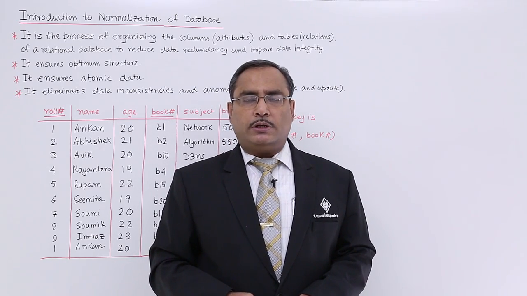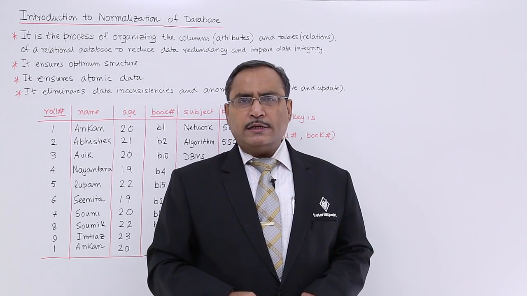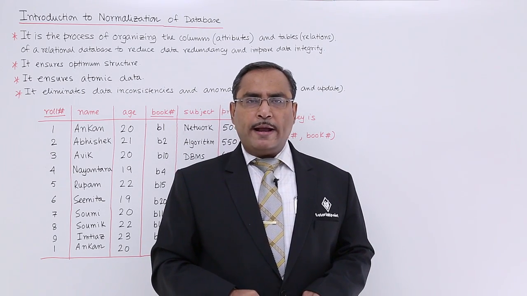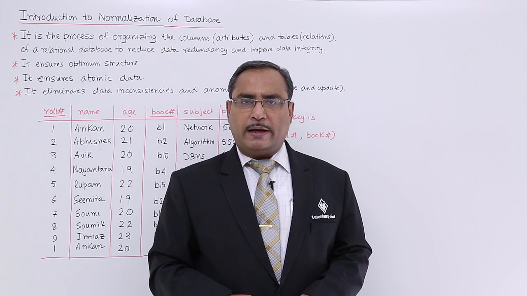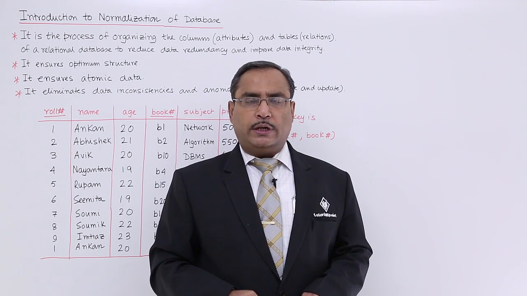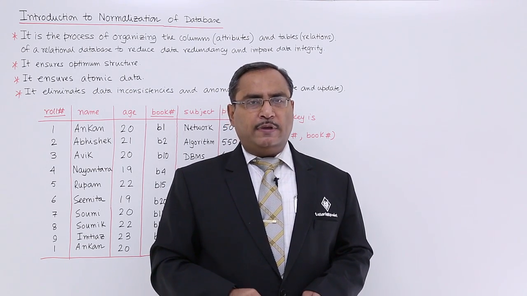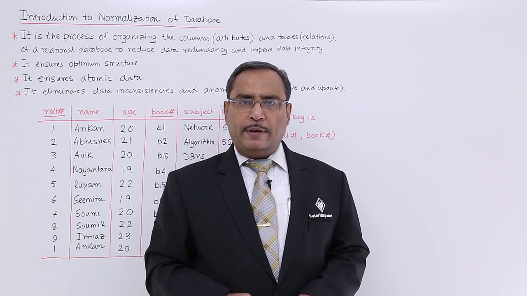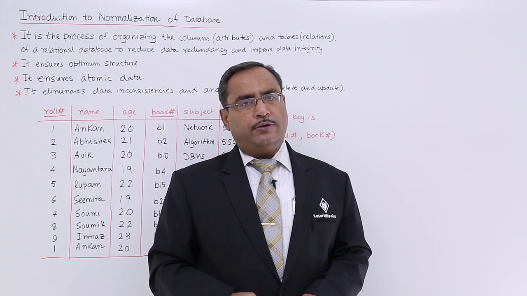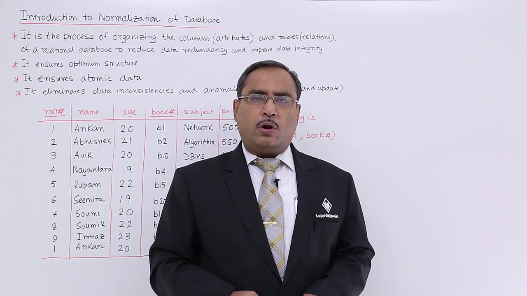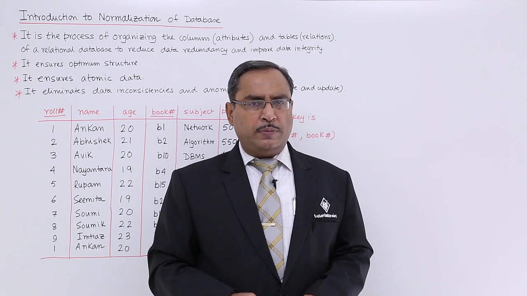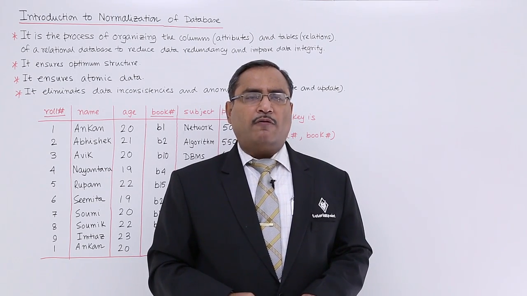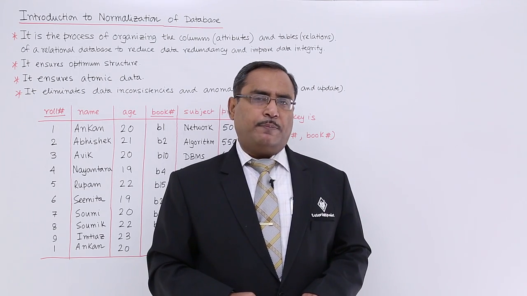Introduction to normalization of database. Normalization is nothing but one process with the help of which we can make our database structure optimized. We can reduce the data redundancies, and if the data is not redundant, then also the possibility of having data inconsistency will get reduced. Normalization also eliminates the possibility of anomalies, that is difficulties of insertion, deletion and updation.